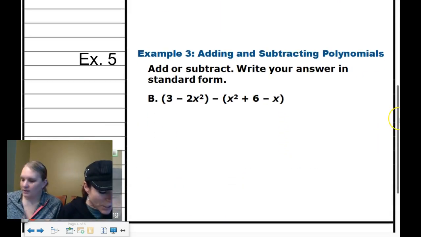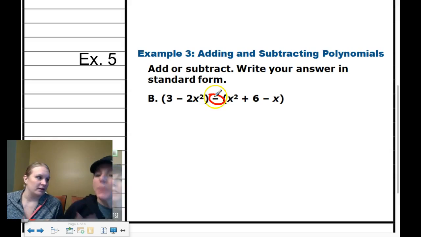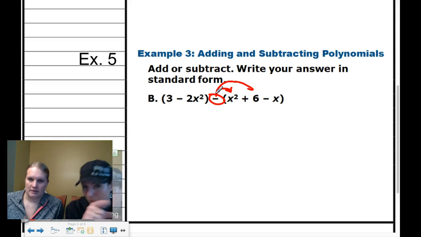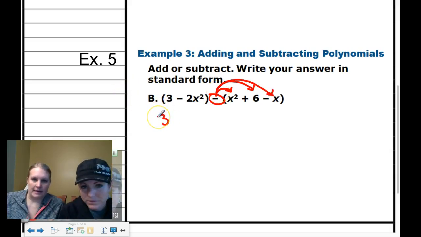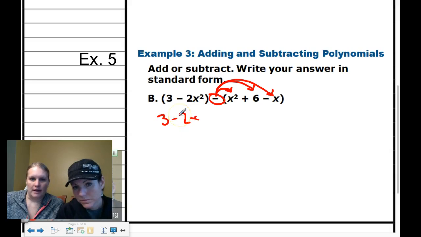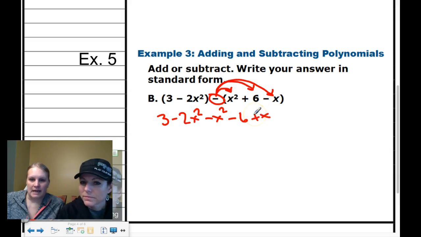I'd like to do this one because of the negative. What I like to do is distribute it right away. The minute you distribute it, I say drop all parentheses totally, even the front one. So I rewrite everything. We're going to start with 3 minus 2x squared. And now we have a negative x squared, so minus x squared. We have a negative 6. And now a negative and a negative makes a plus x.